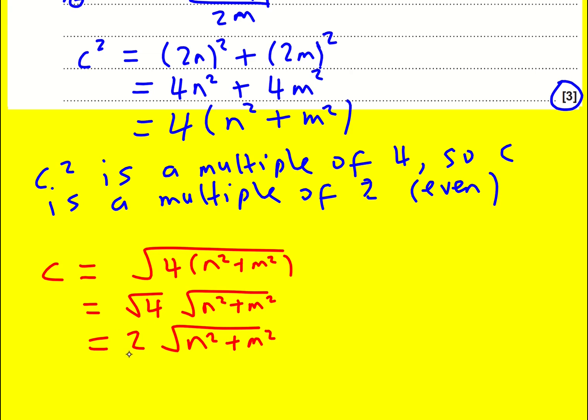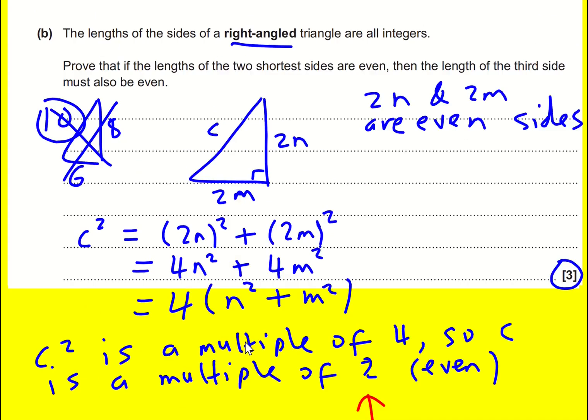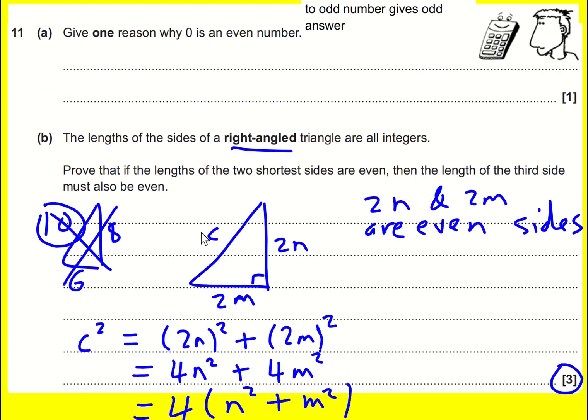This is just a more clear way now of showing that c is a multiple of 2 because it's twice something else. I could maybe even say that it's 2p, and therefore it's even. But yeah, that's how you do this question anyway.